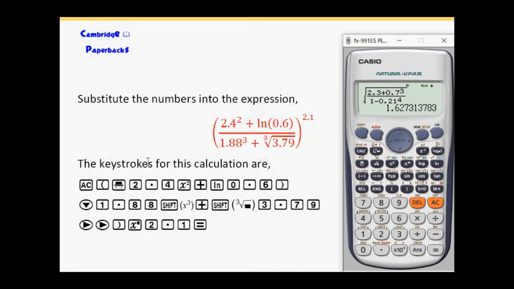So we now put these letters, or these numbers, into the expression. So when we do this, we have 2.4 to the power 2 plus the log of 0.6, divided by 1.88 raised to the power 3 plus the third root of 3.79, and all that is raised to the power of 2.1. And here are the keystrokes for performing this calculation.